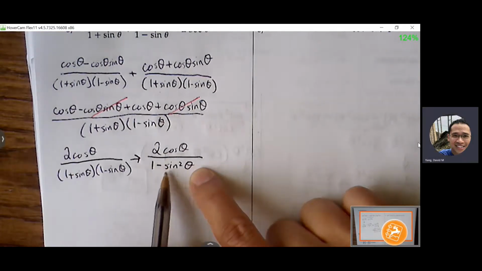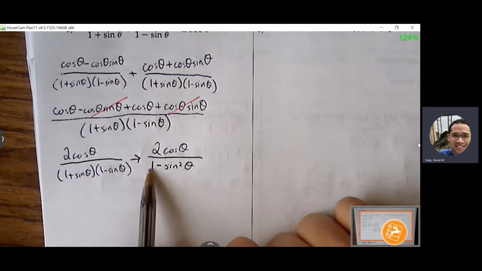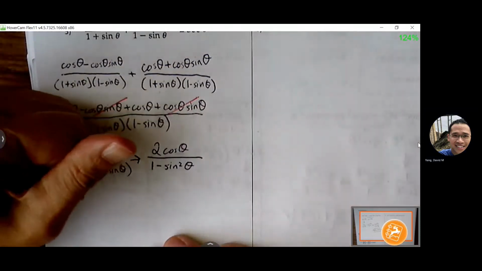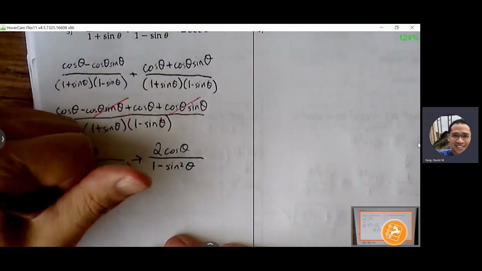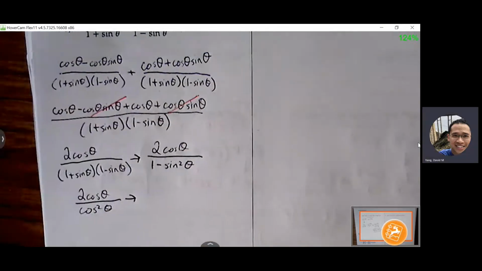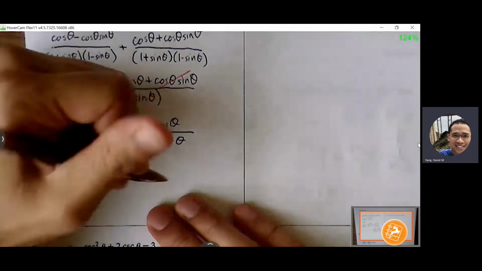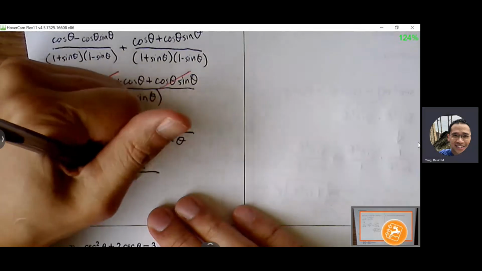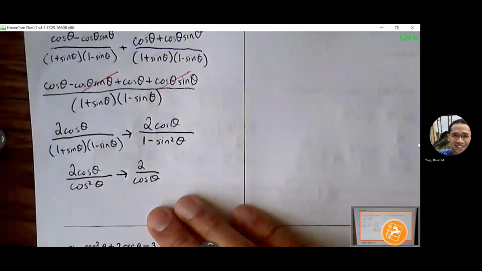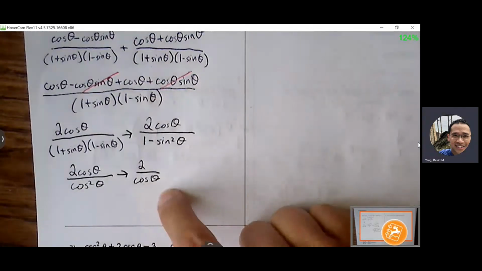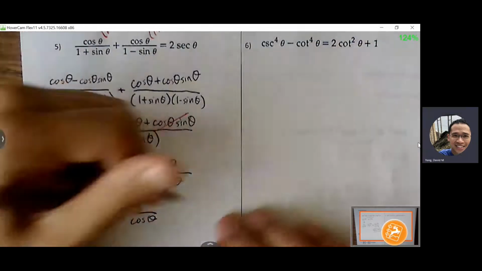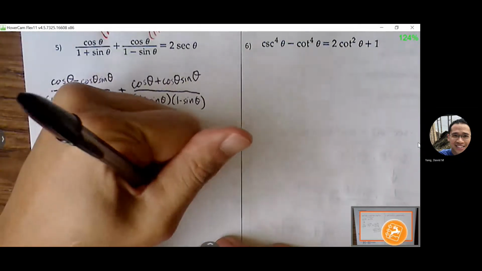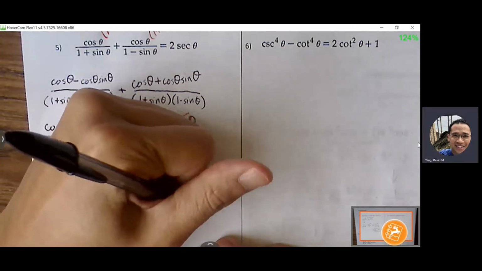One minus sine squared is nicely a trig identity, Pythagorean identity. This becomes cosine squared. One of the cosines can go away. You know, cosine and secant are reciprocals. Push that up, make it secant. And there we have our end.